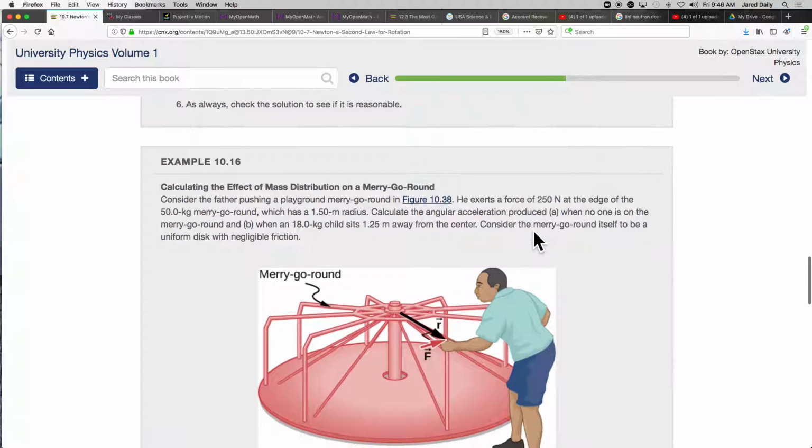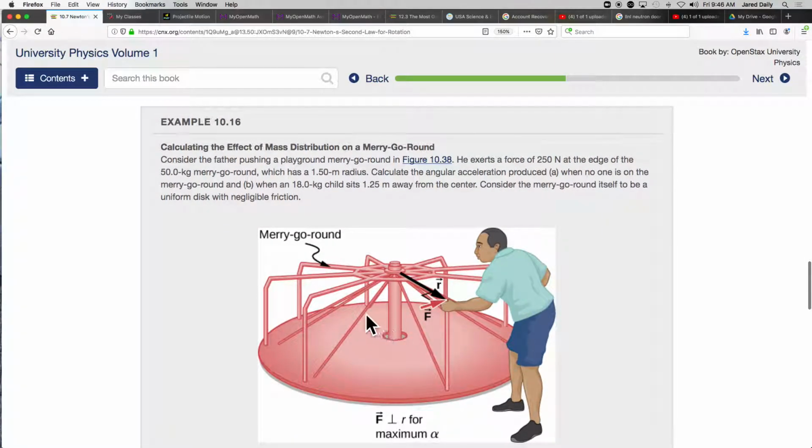So here is a merry-go-round, and we have a person pushing on the merry-go-round with the force F at a distance R from the center of the merry-go-round. The force is 250 newtons. We've drawn it in. And the distance is the radius of 1.5 meters coming out from the center. So that's our R vector. R is 1.5 meters. We want to calculate the angular acceleration produced when no one is on the merry-go-round.